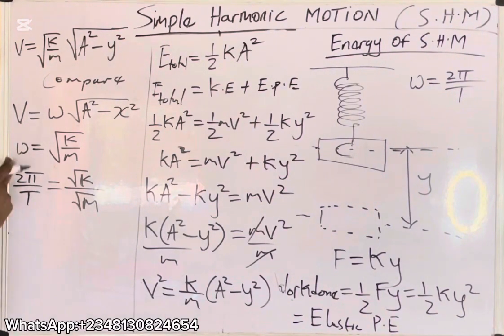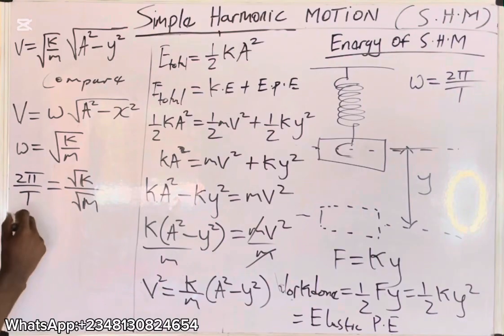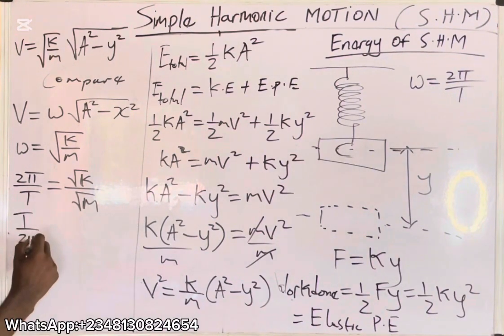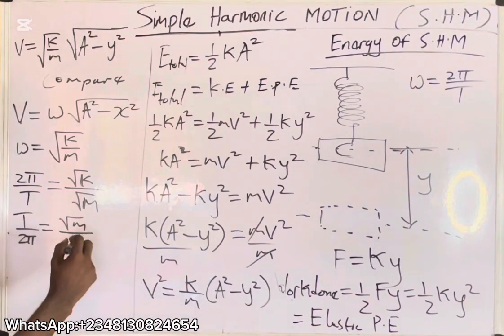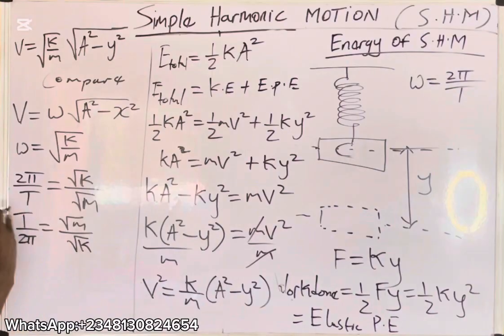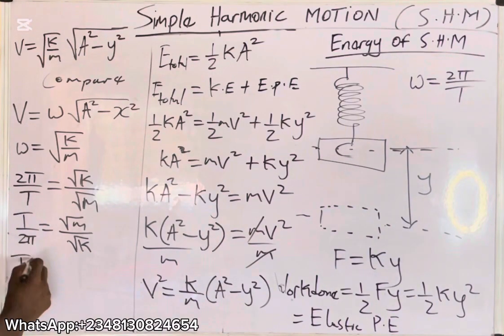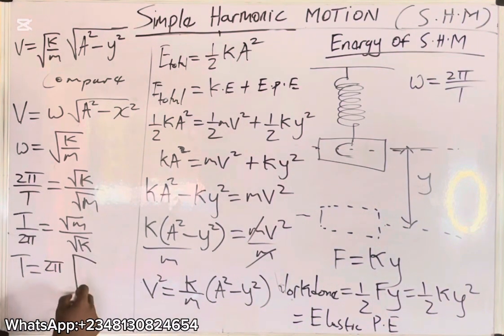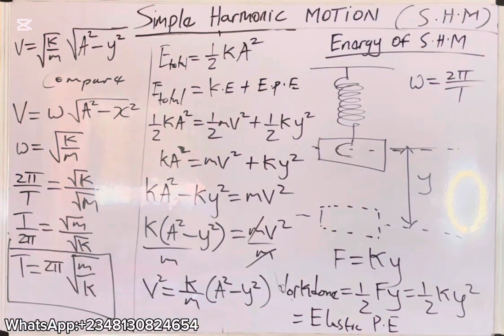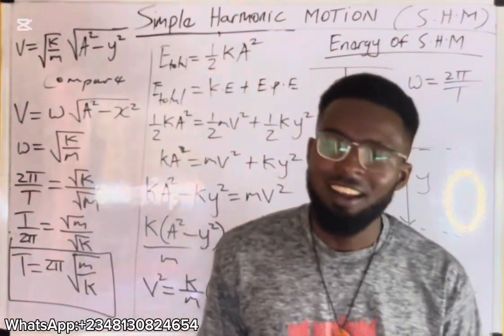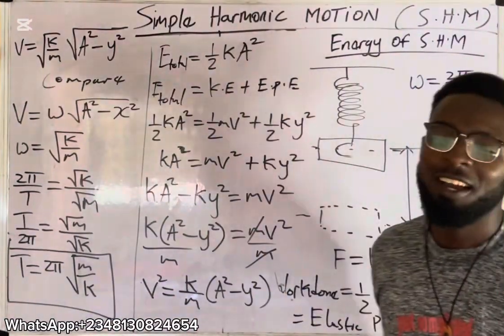Okay. I take the inverse of both sides. I have it that period over 2 pi is equal to the square root of M over the square root of K. Making period the subject of the formula, period is equal to 2 pi times the square root of M over K. So this is the period for an oscillating spring. You can see how simple it is. Very simple.